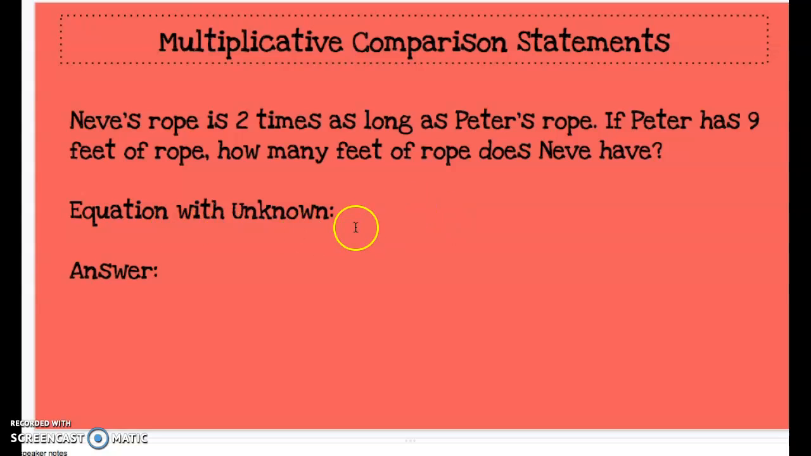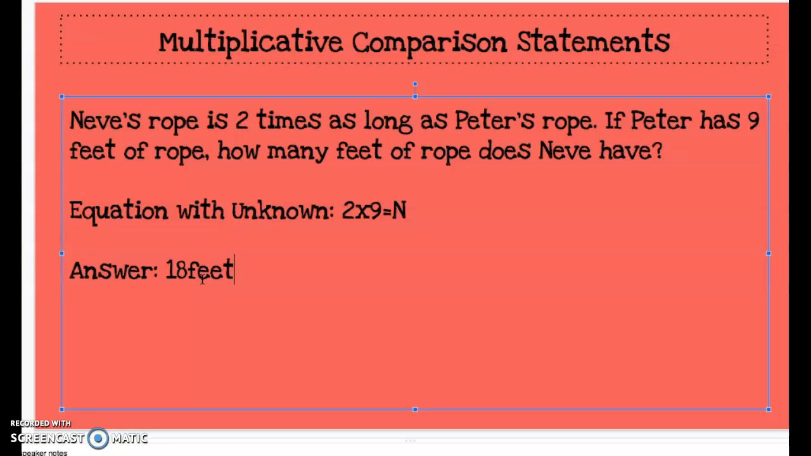All right, so let's take a look. It's saying that Neve's rope is 2 times as long as Peter's. So I know my equation is going to involve 2 times something. It says Peter has 9 feet of rope. So how many does Neve have? If Neve's is 2 times as long, 2 times 9 will equal how much rope she has. That's my equation with my unknown, because remember, an unknown is not a number, it can be a letter. When I do this work though, and I multiply 2 times 9, I know my answer is 18. So Neve's rope is 18 feet long.